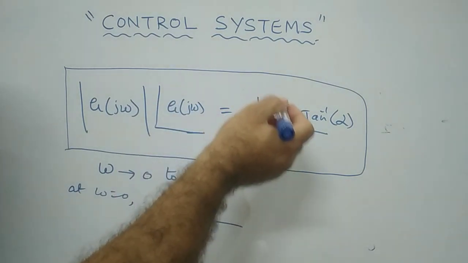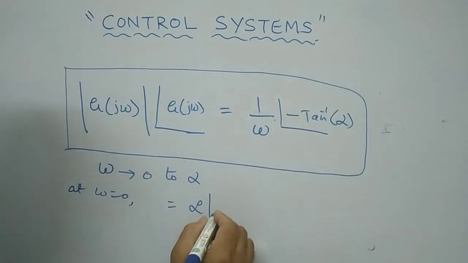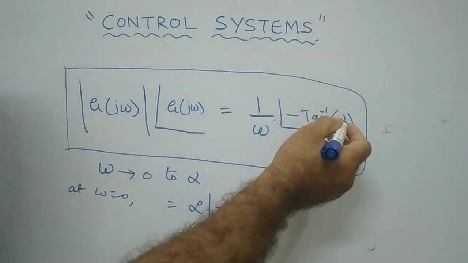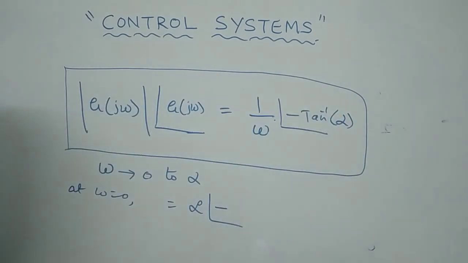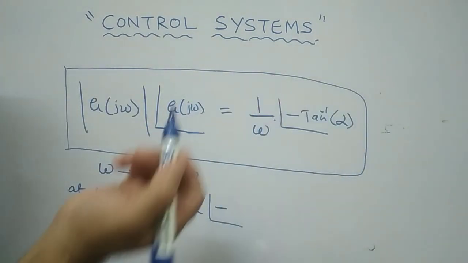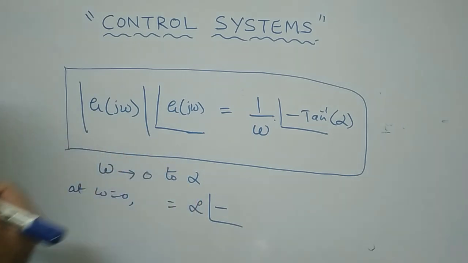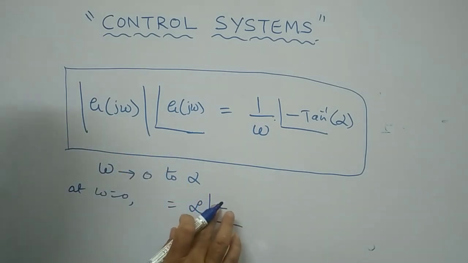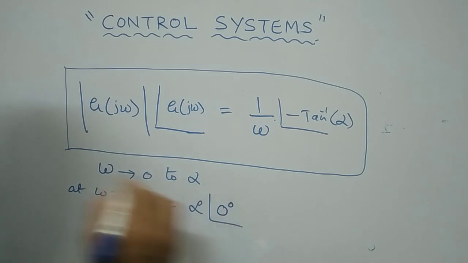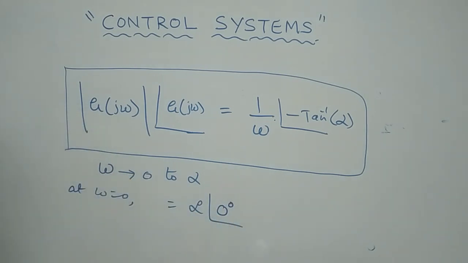And then what is the angle? It is minus tan inverse of 0. What is the tan inverse of 0? It is 0 only, no? So it is 0.